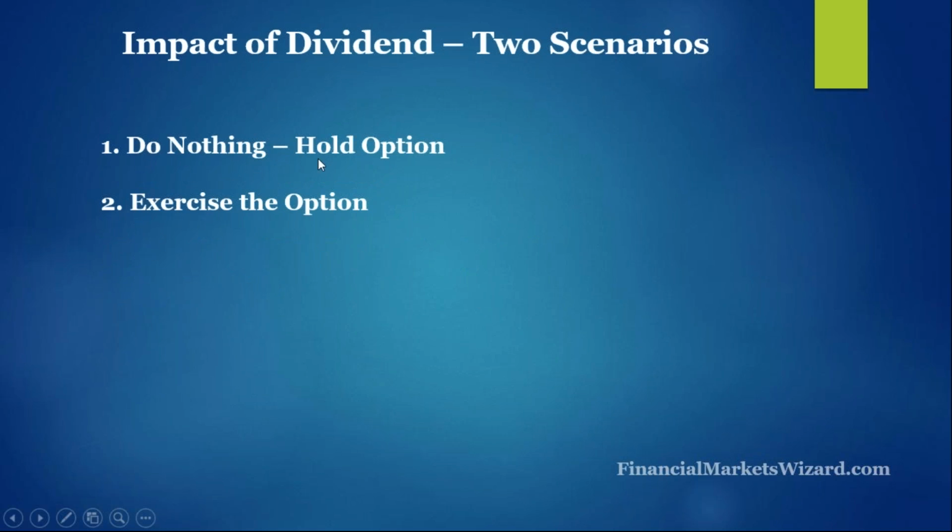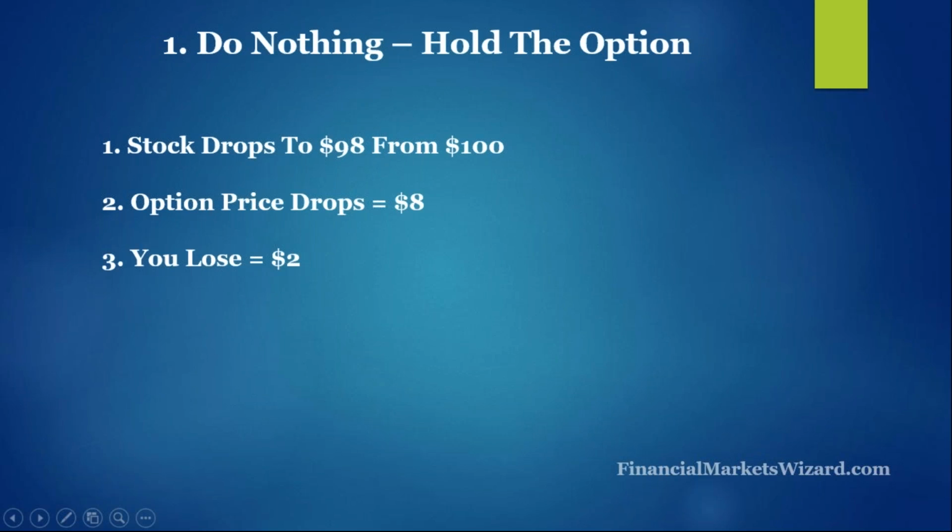So there are two scenarios. There are many other scenarios, I'm explaining two. So, the impact of dividend. Let's explain the scenario. Let's say you do nothing. What happens? And let's say you exercise your option. Then what happens? Let's say you do nothing.